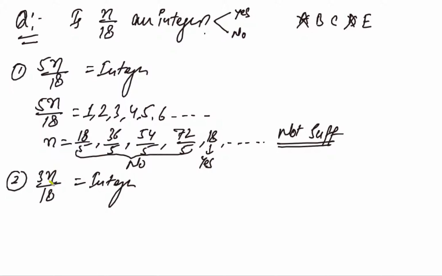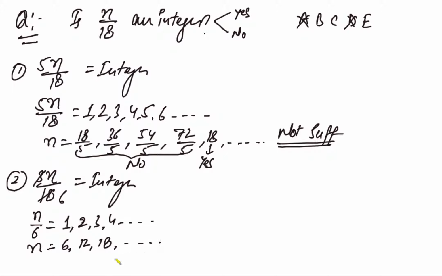With a similar intent, now let's look at the second statement, which says 3n over 18 is an integer, which means 3 can cancel out 18 6 times, which also gives us that n over 6 is an integer. And the integer values may be 1, 2, 3, 4, etc. So n becomes either 6 or 12 or 18 or likewise. Once again, we have the answer in the form of sometimes no and sometimes yes, because some values of n are divisible by 18 and some are not. Therefore, the second statement is again not sufficient, which also eliminates option B.